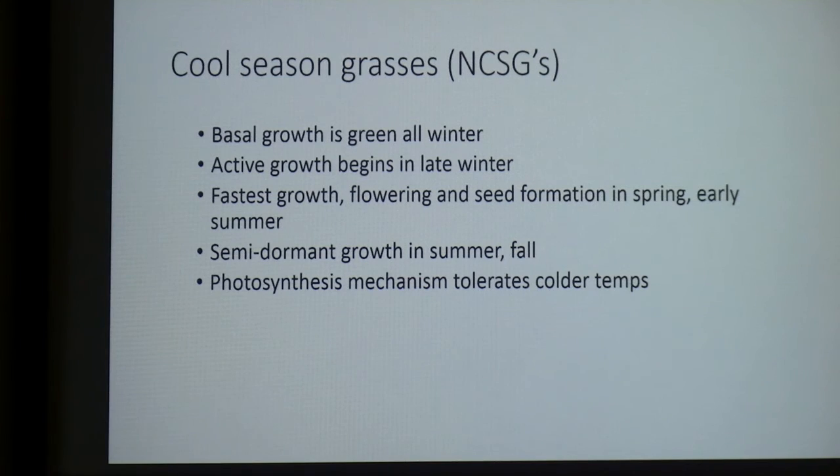So cool season grasses, remember the basal growth is green all winter, active growth begins in late winter, fast growth in spring, early summer, semi-dormant in the summer, begin to grow again in the fall. And here's an interesting additional bit of information. The photosynthesis mechanism in cool season grasses is different than it is in the warm season grasses. Different set of enzymes, and we won't go into that. It's just interesting to know that they do it differently.